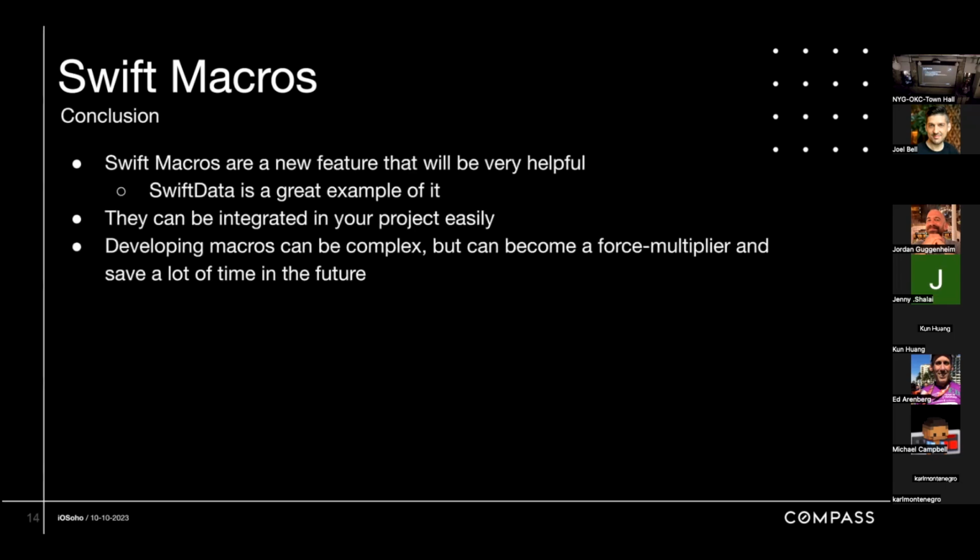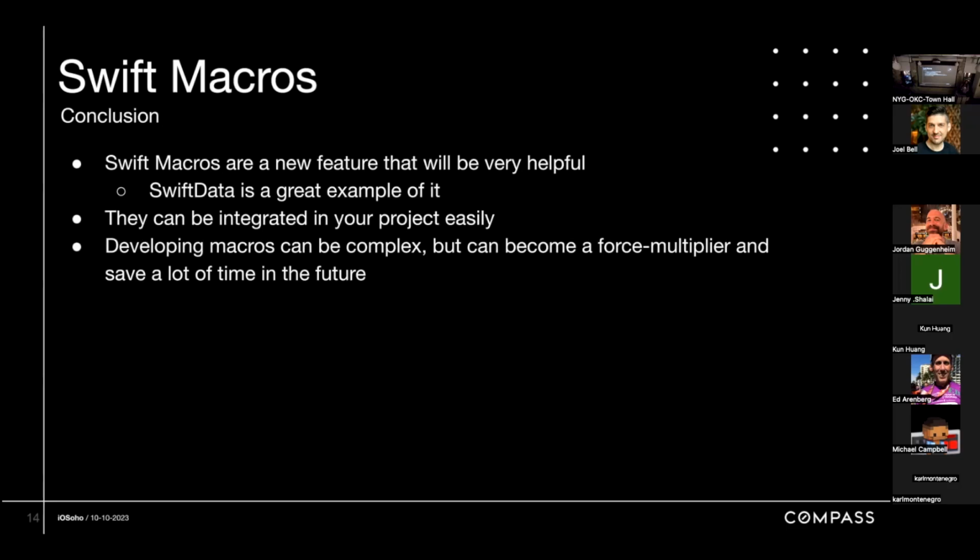So to end, Swift macros, I think, are going to be a great feature that will be very helpful going forward. SwiftData is one example with the predicate, but also Observable and the previews. They can be integrated in your project easily. There are already a lot of open source macros that you can use. And like I said, they can be integrated with iOS 13 or later, and a bunch of other platforms from a few years ago.